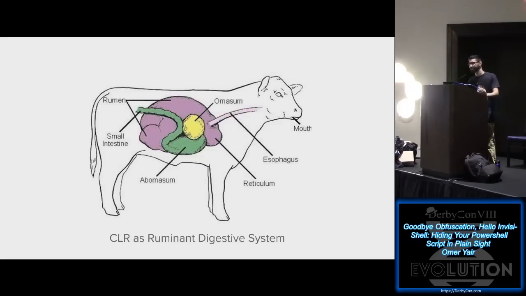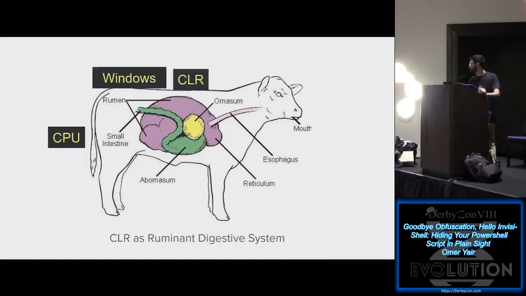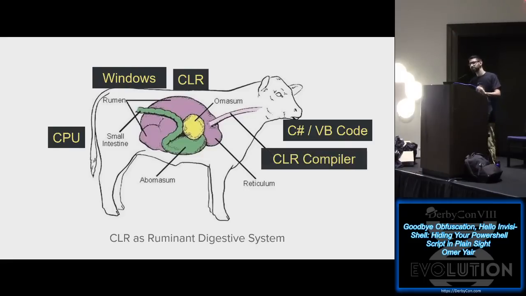Let's think about the CLR as a ruminant digestive system. So if the field is the CPU and Windows is the cow, and CLR, as we said, is the digestive system, you feed it with C# and VB code. You take it through the CLR compiler, and you get IL assemblies at the end. And IL assemblies are not assemblies that you can run, because IL stands for intermediate language. It's not assembly code that your CPU can digest.